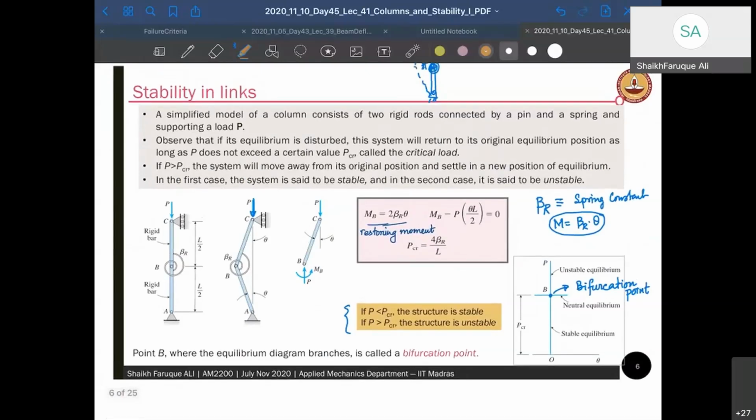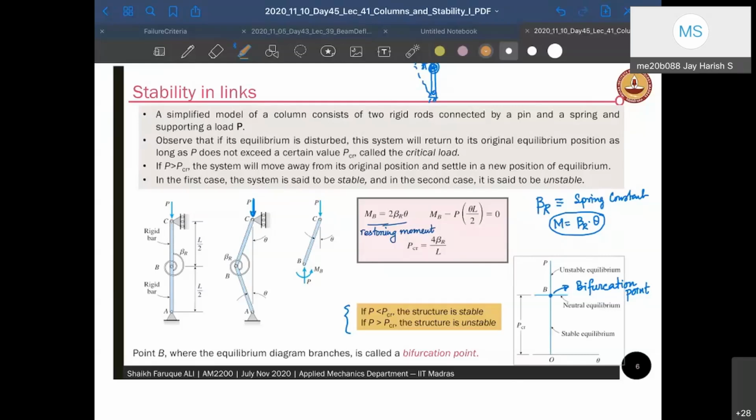Two questions, sir. First, this MB, this got cleared yesterday night only. The second, the equation MB equals minus P theta L by 2. We have assumed it to be small theta, right? Yes. Okay, then the first question got cleared last night.